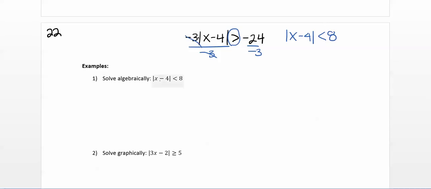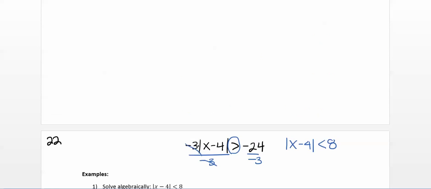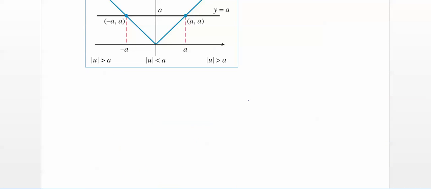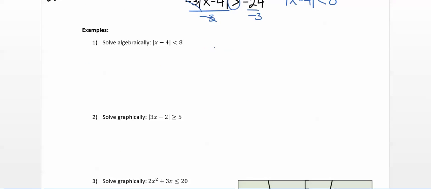Alrighty. So the absolute value of x minus 4 is less than 8. If we go back and look at the notes, less than is this one right here. We want to make it an "and" inequality like that. So we're going to rewrite it like that. We're going to have less thans. The stuff in the absolute value is what's going to go in the middle. And then the 8 is going to go here, and then I'm going to put a -8 here. -8, x minus 4, 8.